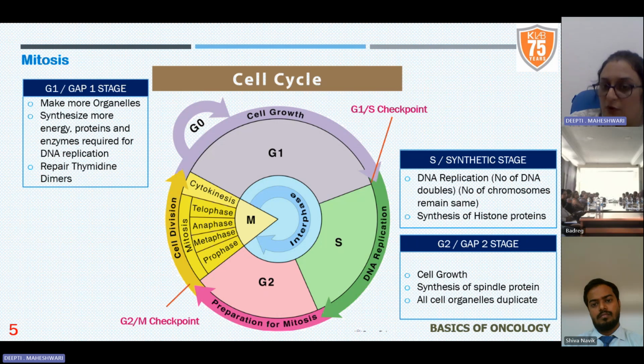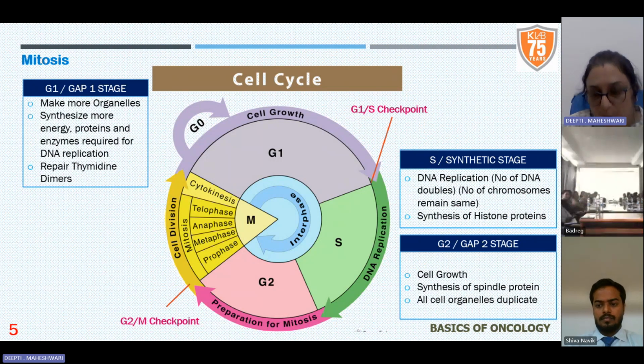Okay, so in the G2 phase, the cell has prepared itself for the M phase, that is the mitotic phase. Now you have another checkpoint, that is the G2 M checkpoint. Here again, the cell has to see whether the cell organelles have got duplicated or the spindle formation is proper. So the cell again checks whether the cell is fully ready to enter into the M phase.